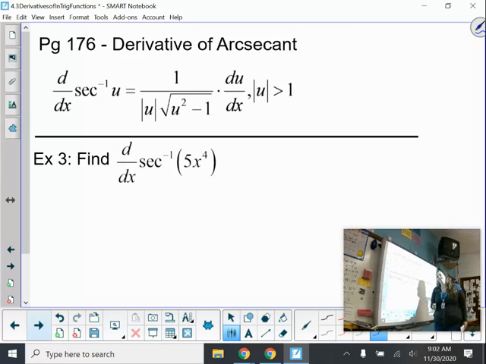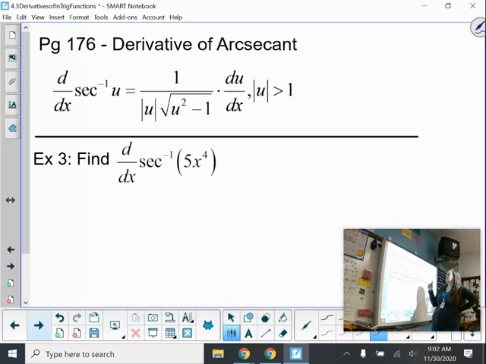Notice this one is not like sine. Sine is 1 minus u squared. This is u squared minus 1. And then again, I'm multiplying by the derivative of u. For this one, the absolute value of u has to be greater than 1. And this is because secant can't be anything in between negative 1 and 1, normally.